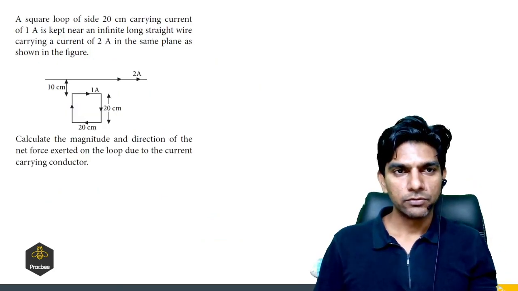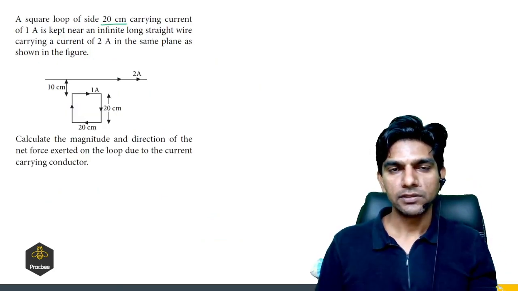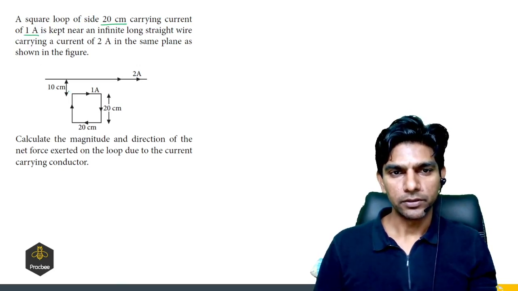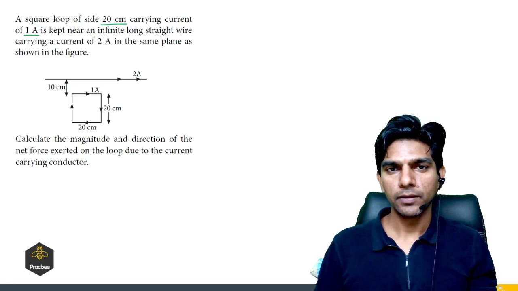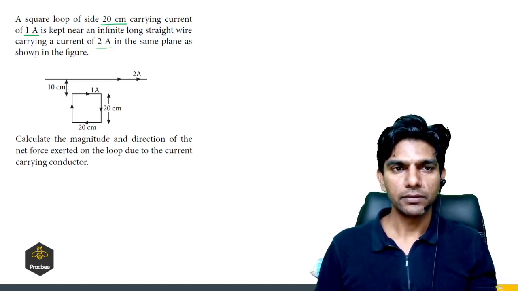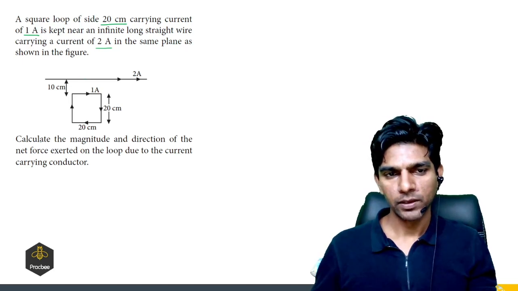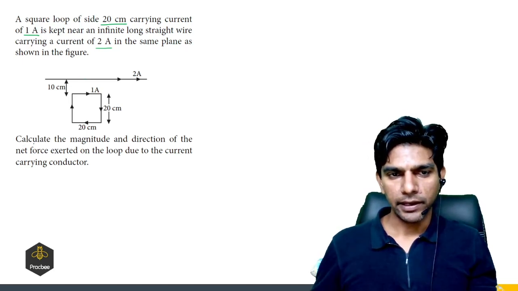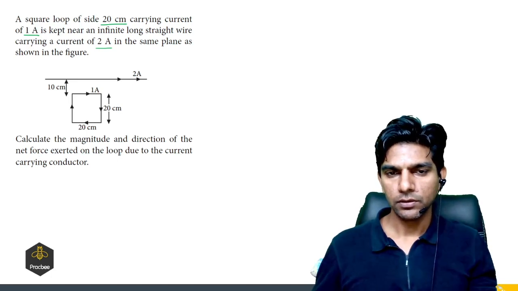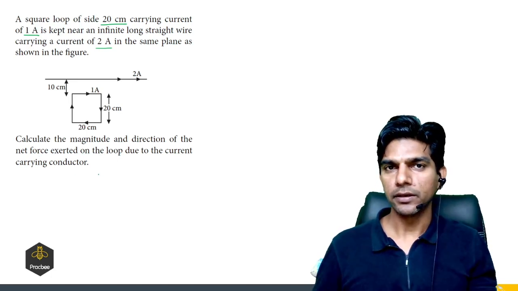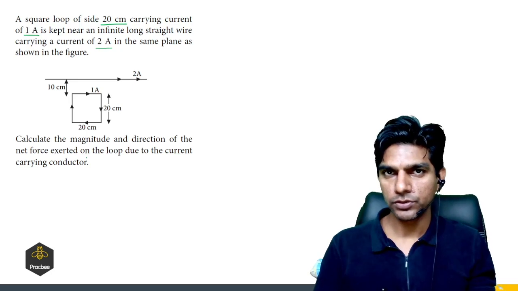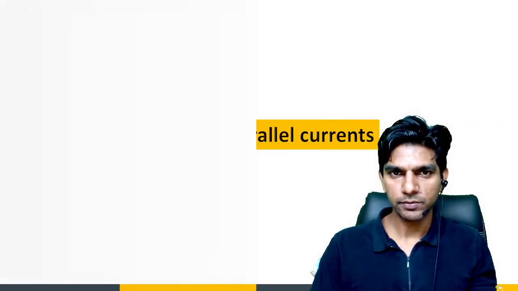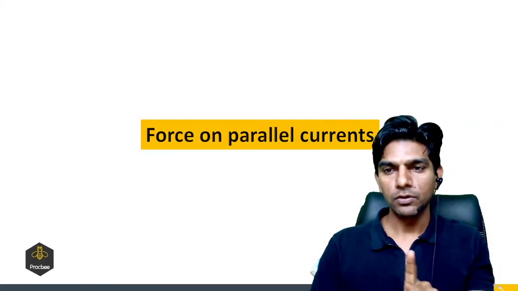Right, now let us see another question. A square loop of side 20 centimeter carrying current 1 ampere is kept near an infinite long straight wire carrying a current 2 ampere in the same plane as shown in the figure. Calculate the magnitude and the direction of the net force experienced on the loop due to the current carrying conductor. Okay, I'll come back to these questions. Let me first explain one more concept, and that is the force on parallel currents.